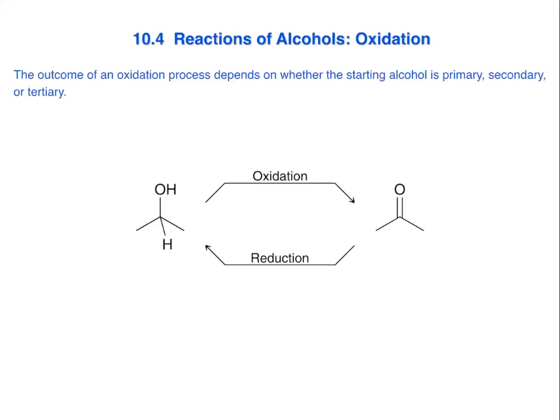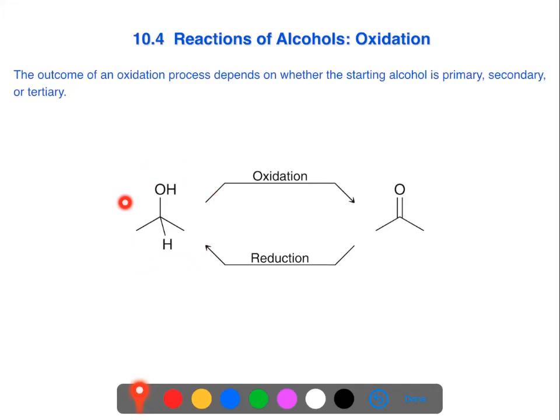In this video, we're going to cover section 10.4 on the reactions of alcohols, specifically oxidation reactions. And as we've seen previously, we're going to be looking at ways in which we can take the alcohol and prepare, via an oxidation process, a carbonyl-containing compound. Now, the outcome of this oxidation reaction will really depend on the nature of the starting alcohol, whether it's a primary alcohol or a secondary alcohol.